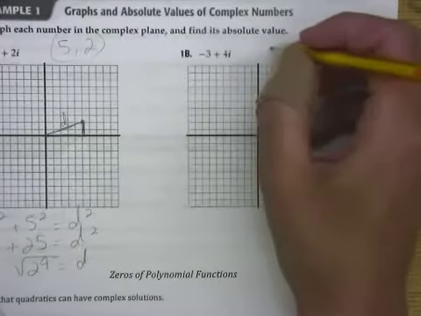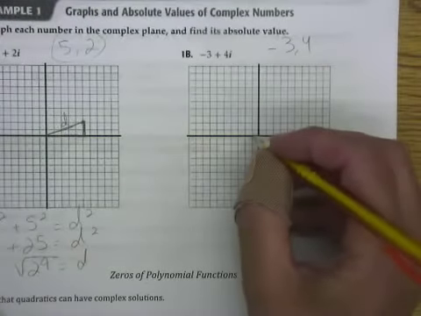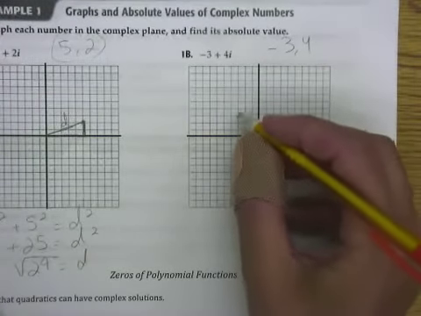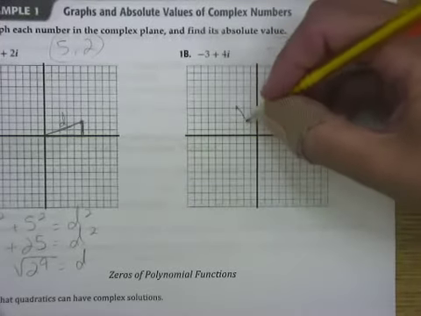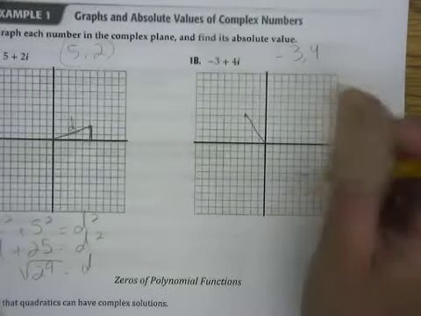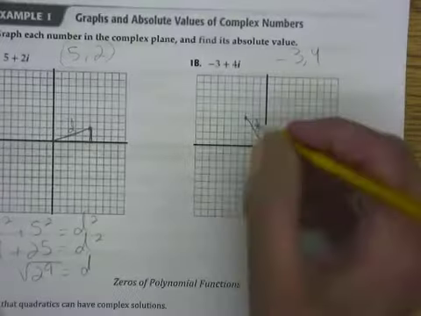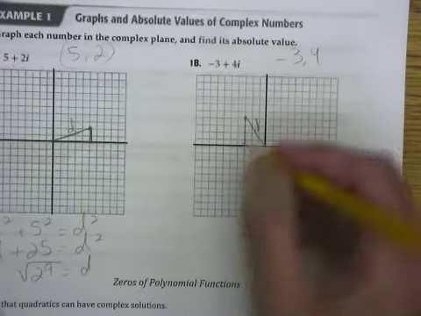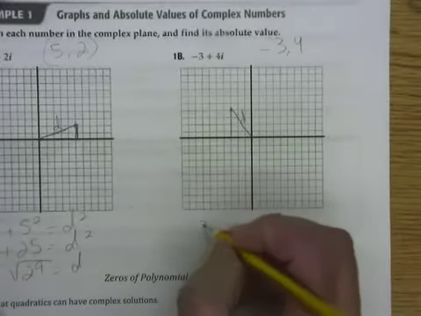Same idea in this example. This point will be negative 3, 4. So negative 3, 4. This segment represents the absolute value of that complex number. It is found by, again, considering this right triangle.